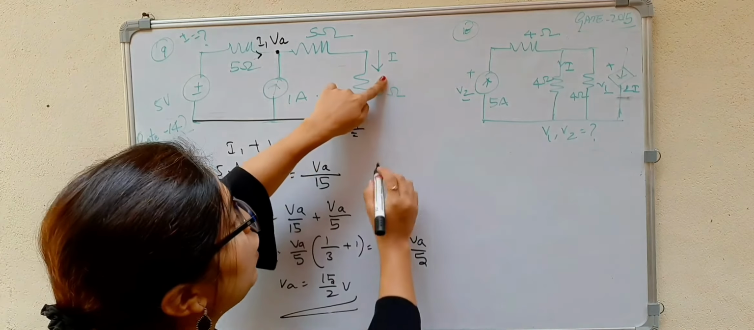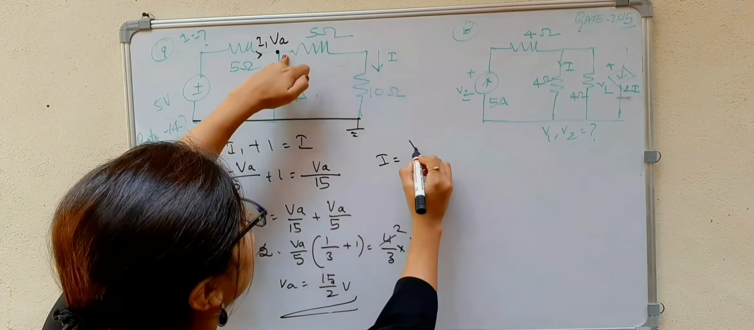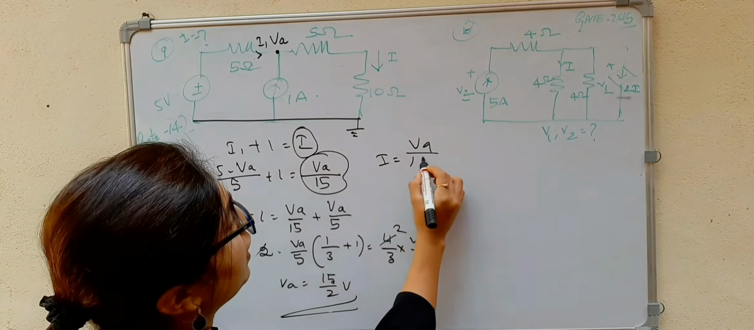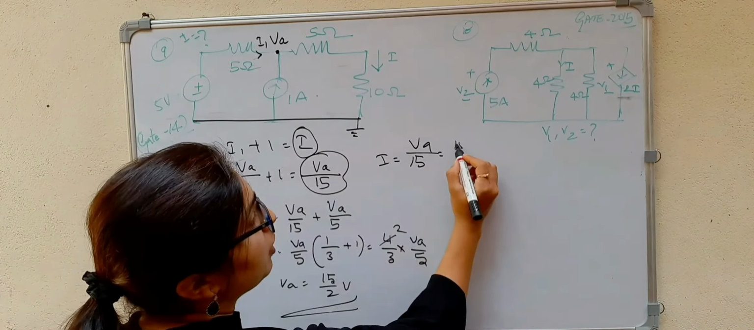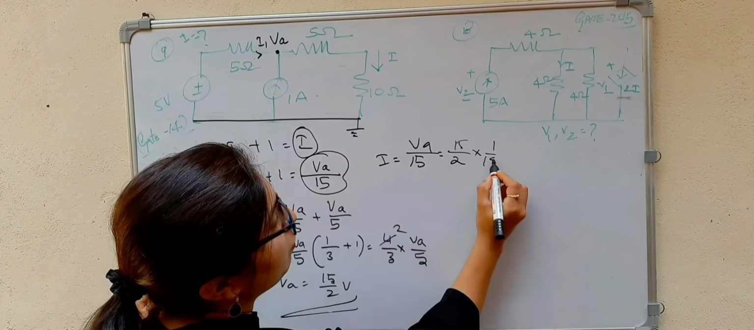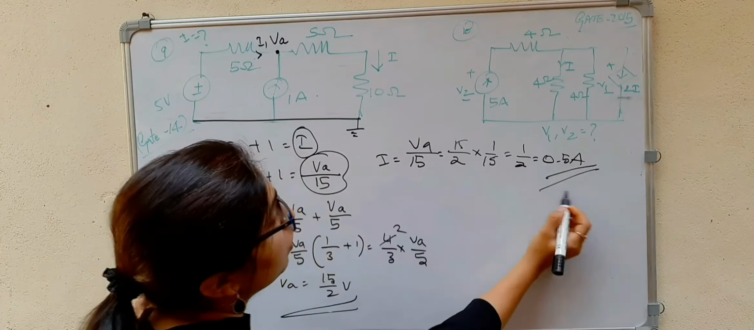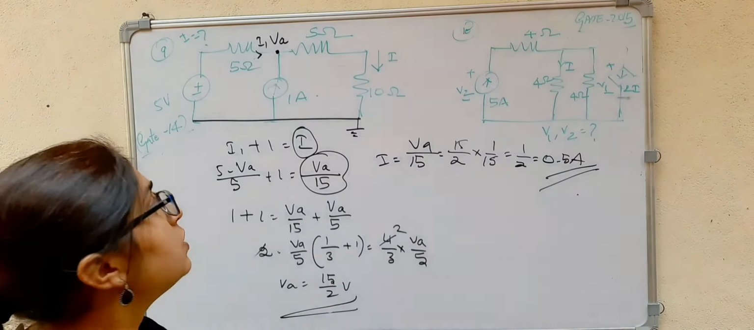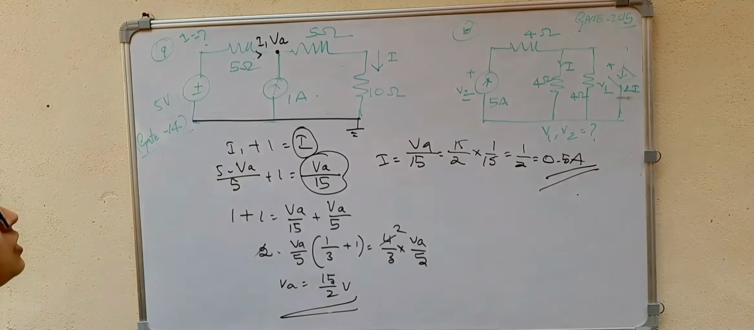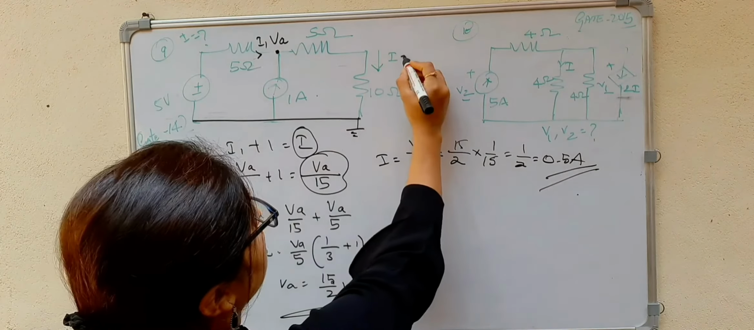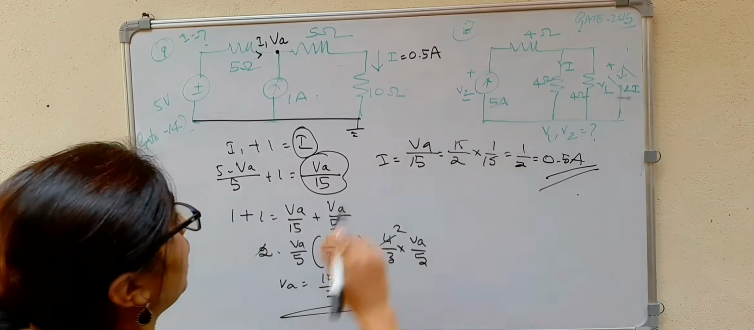Now what is the value of I? I is nothing but VA. This is your I, right? So VA divided by 15. So that is nothing but 15 by 2 into 1 by 15. That is equal to 1 by 2, that is equal to 0.5 amperes. Okay, 0.5 amperes is the current for that. This is I, so this is equal to 0.5 amperes.